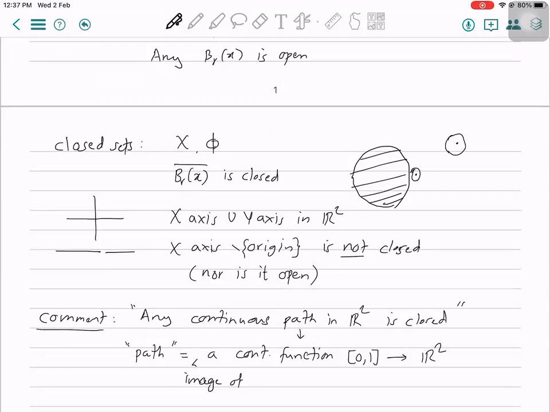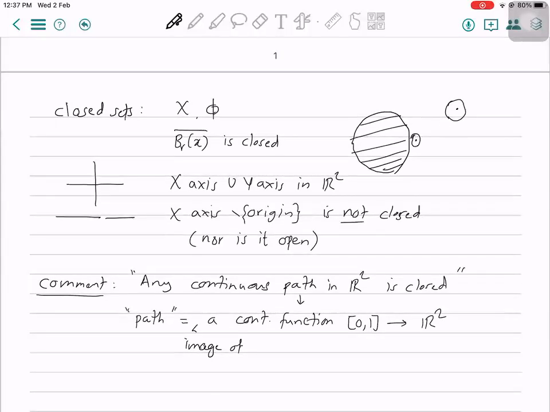So the picture in mind is that you just put your pencil at some point. You think of this closed interval 0 to 1 as a time interval, and the function as the trajectory of a point. So you start at some place and then you end up somewhere.